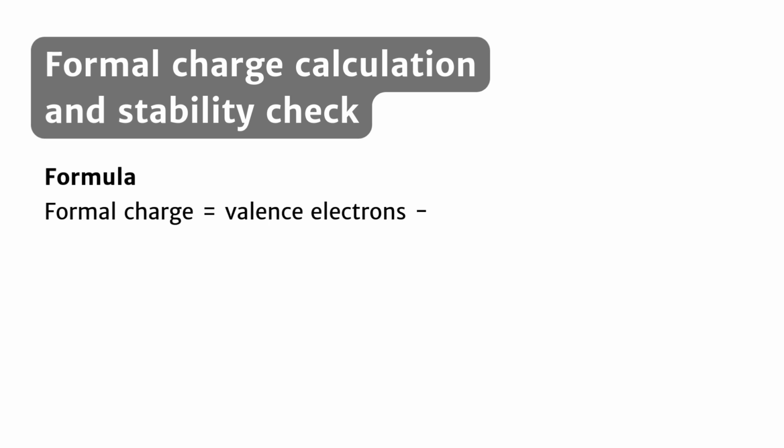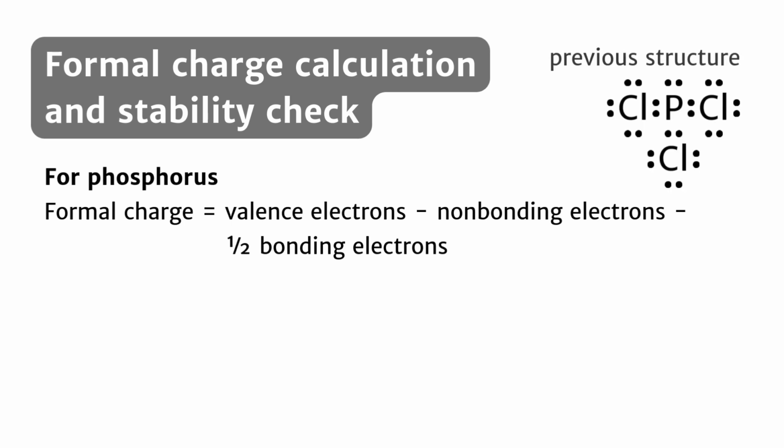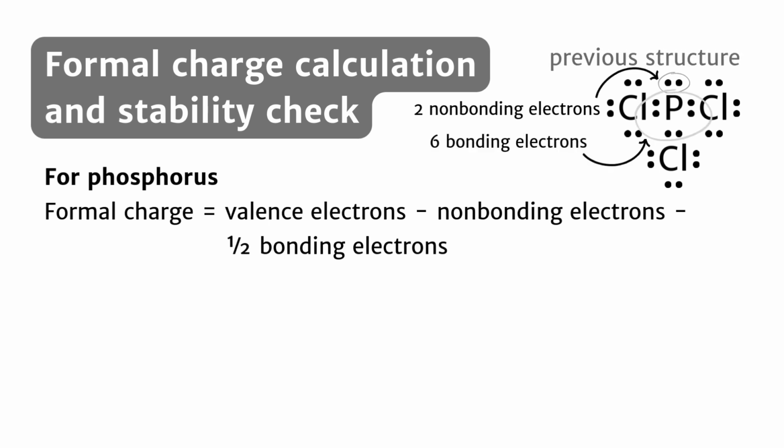This is the formula we can use to calculate formal charges for the PCl3 Lewis structure. Formal charge equals valence electrons minus non-bonding electrons minus half times bonding electrons. Enter the necessary data and assign the values to calculate the formal charges for each specific atom. For the phosphorus atom, valence electrons equals 5, non-bonding electrons equals 2, and bonding electrons equals 6. So, the formal charge equals 5 minus 2 minus half multiplied by 6, which equals 0.